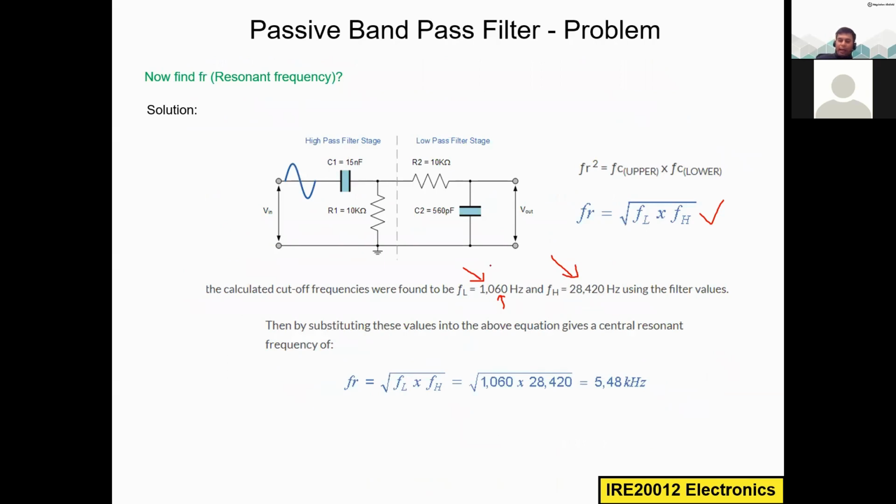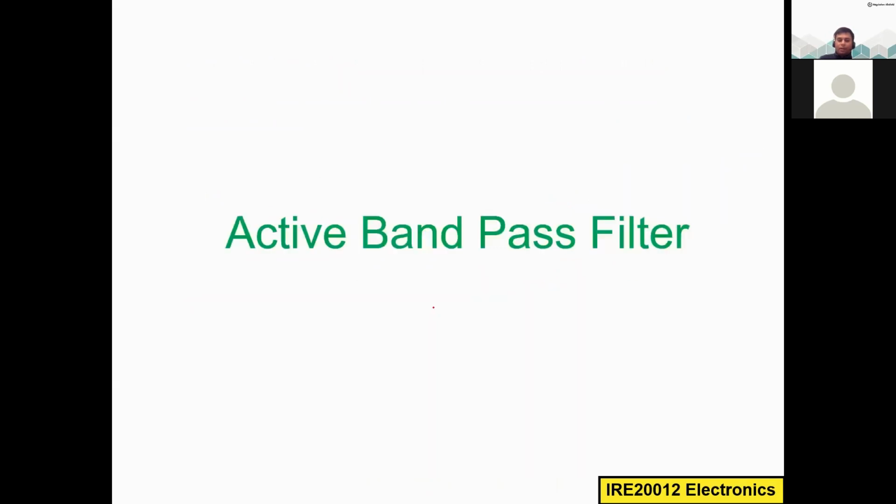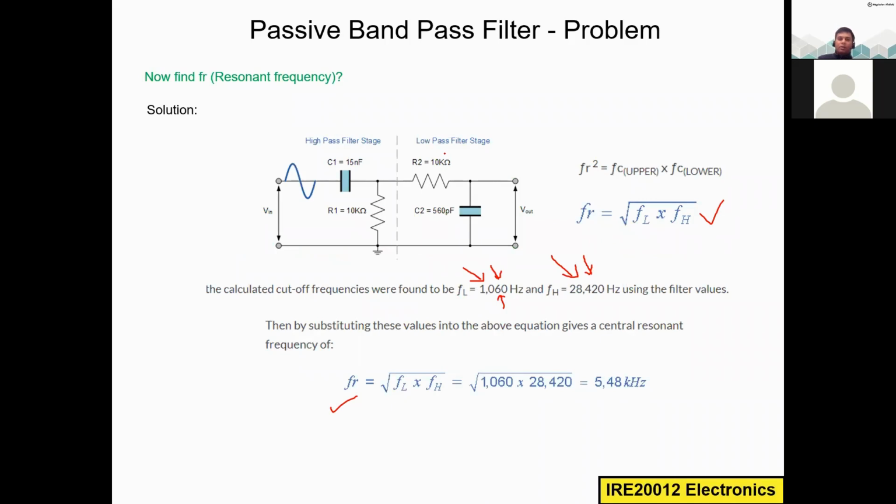So this is not the ideal value. This is the practical value because I have adjusted the capacitor value. So these are the lowest and highest cutoff frequencies, and I can find the resonant frequency very easily. So that's all about this passive band pass filter.